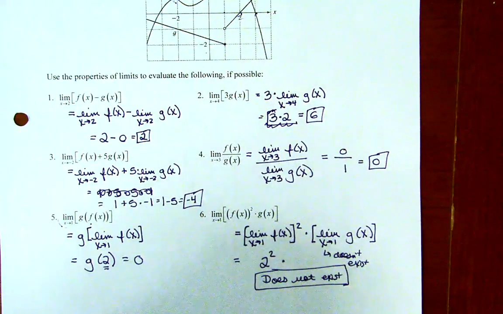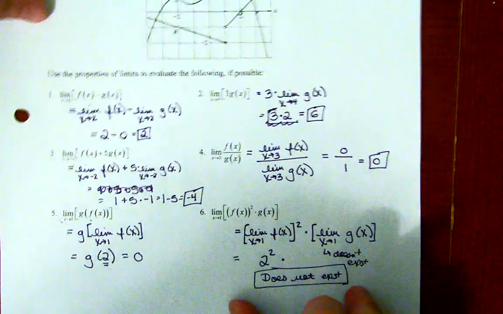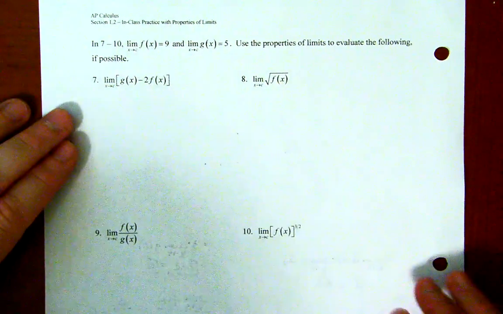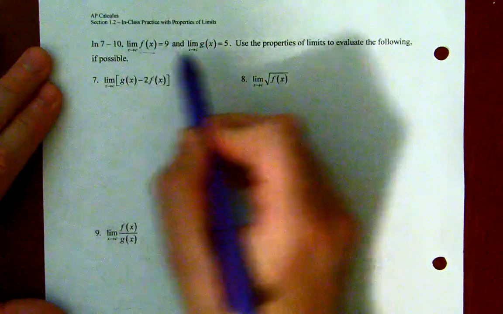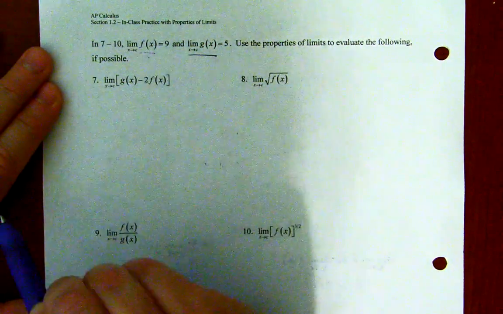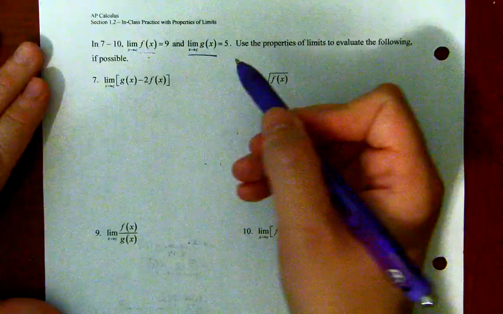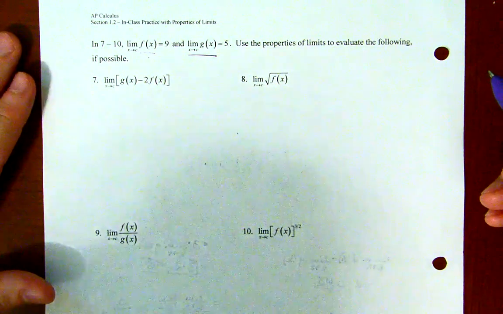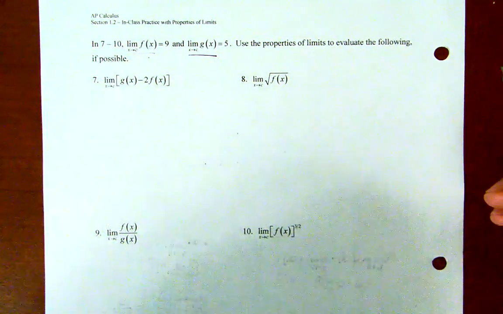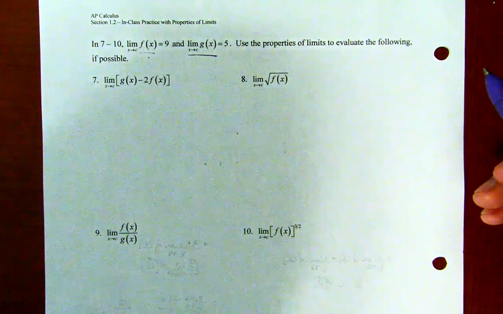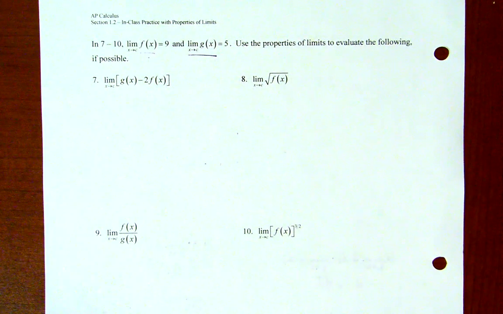Let's try a few of these numerically. Turn that sheet over to the back. We don't have a graph. We just have two limits that I'm telling you over here. Limit as x approaches c of f of x equals 9. Limit as x approaches c of g of x equals 5. And from just those two pieces of information, we're going to try to do everything on this sheet. You know what? See if you can do number 7. I think you can figure out what to do in number 7 without my help.